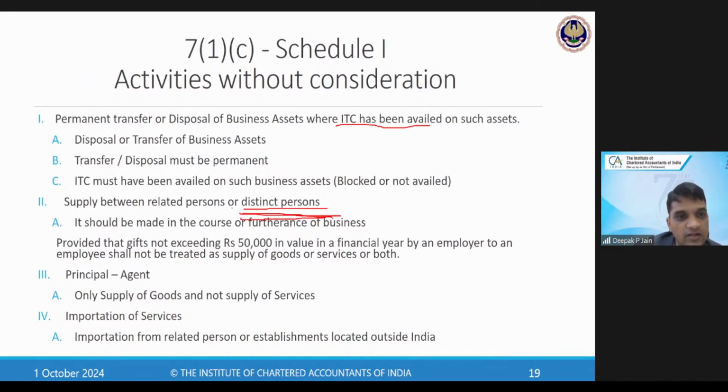Let me see, because there are two things. One is here it says supply between related persons, and for principal-agent it says only supply of goods. So Schedule 1 says supply of goods or services. I think it is both. So it is not only goods, it is both goods or services. Okay sir, then it will not be liable to GST in case of distinct establishments. In case of distinct establishments, it will be liable to GST.